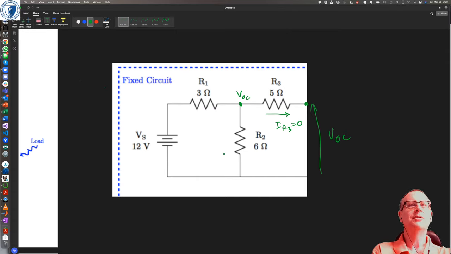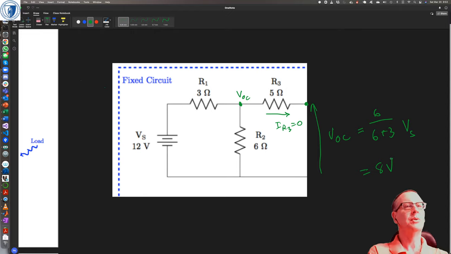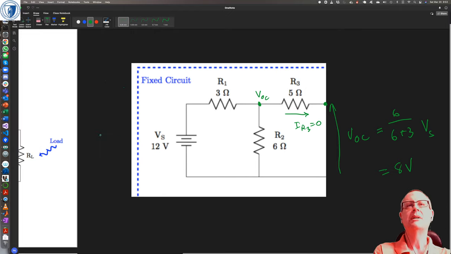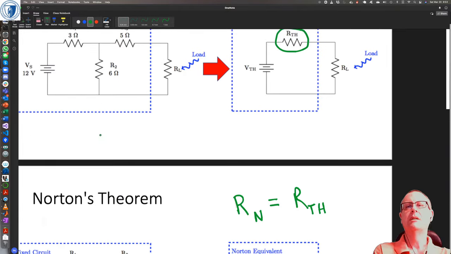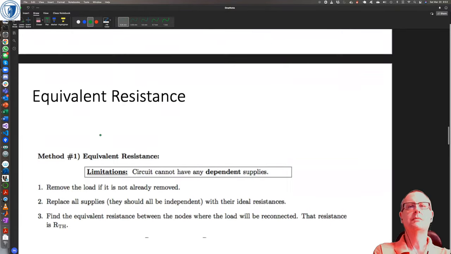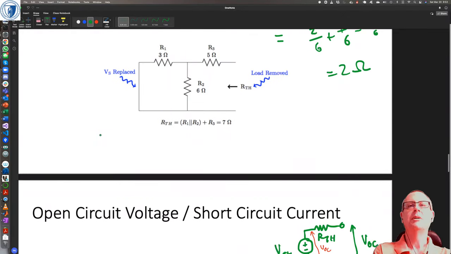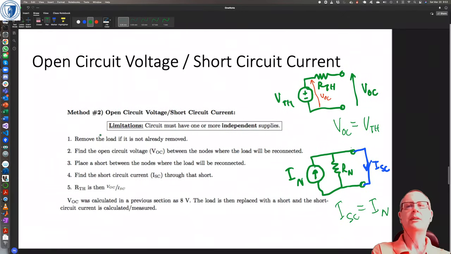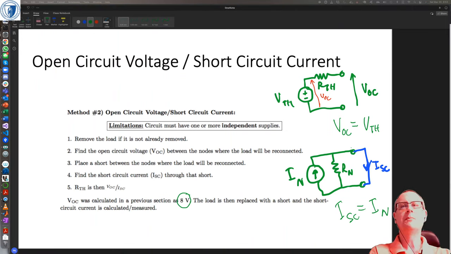And this is just a voltage divider, so in this case VOC is just going to be 6 divided by 6 plus 3 times VS, right, which is 8 volts. And that's what it said at the bottom on the other slide, right? That was the equivalent resistance. So you can see down the bottom here that VOC is 8 volts.